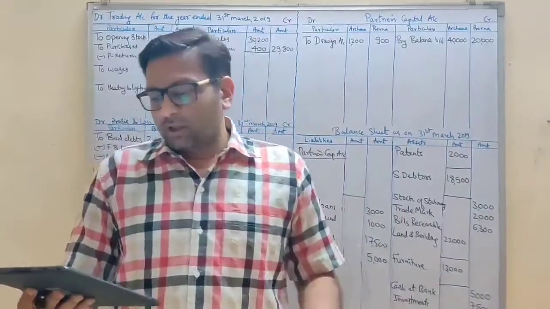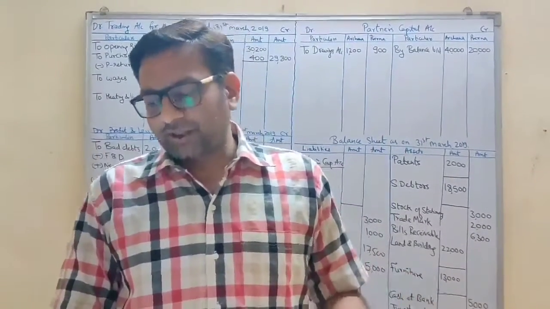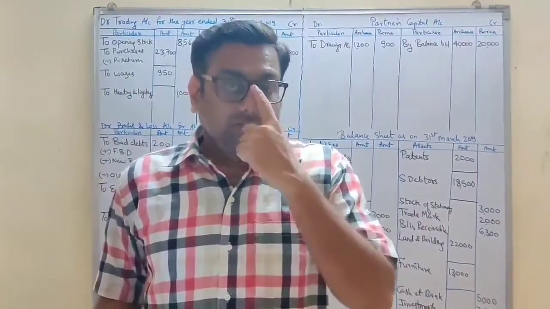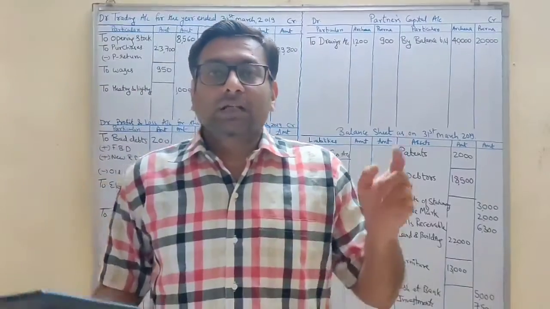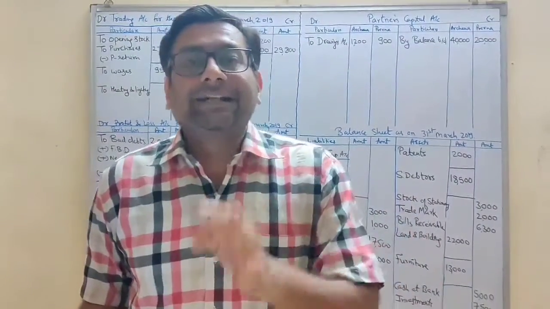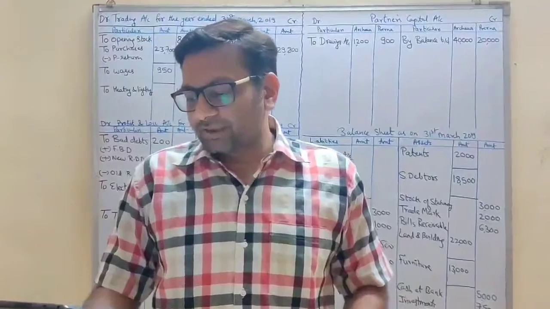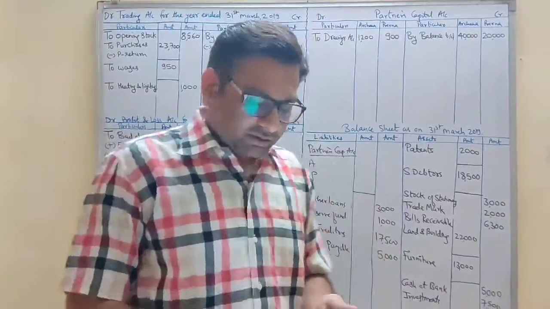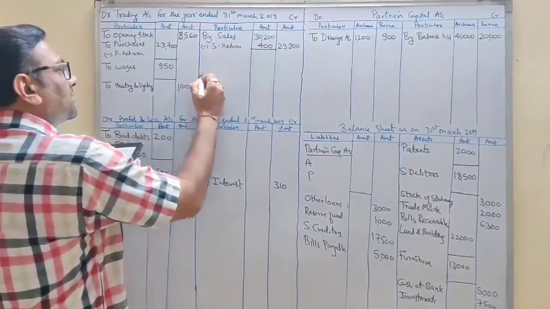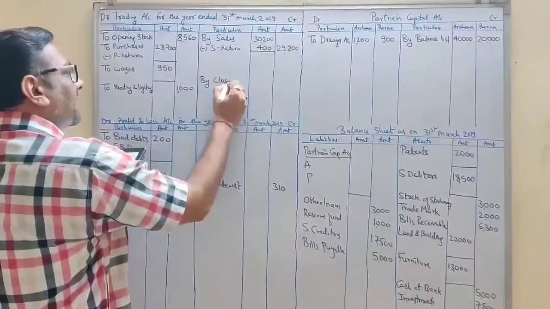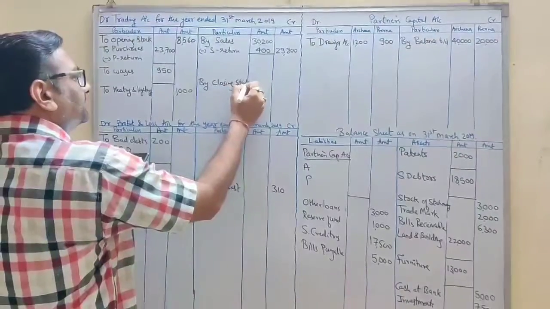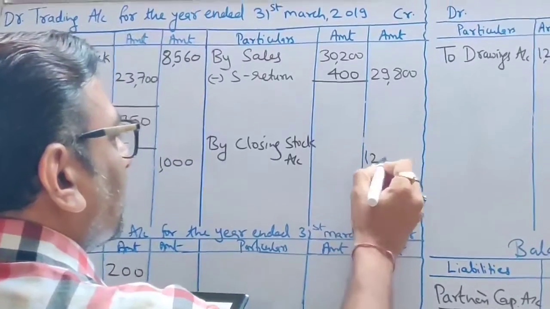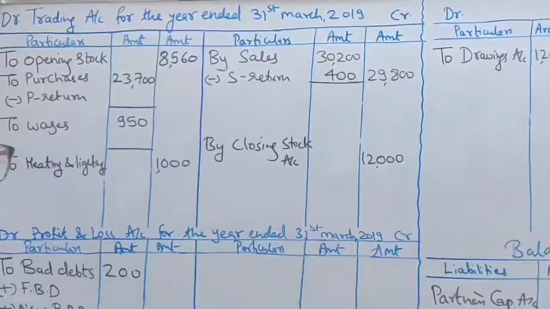It says stock on 31st March, cost price 12,000, market price 17,000. If they have given two values, which one do you want to consider here, students? The golden rule is whichever is less. So which amount is less here, students? 12,000 or 17,000? Yes, it is 12,000. So you will record 12,000. Closing stock you will record on the credit side of the trading account by closing stock account, 12,000. This is your effect 1.